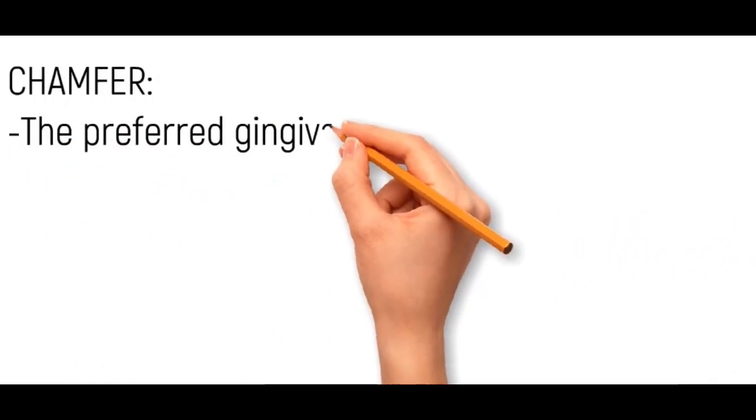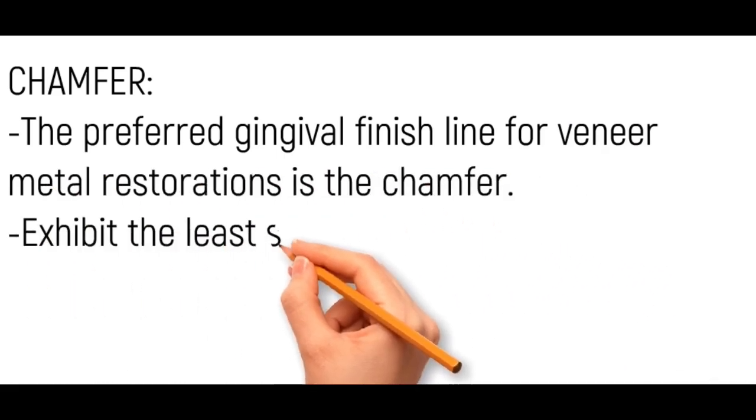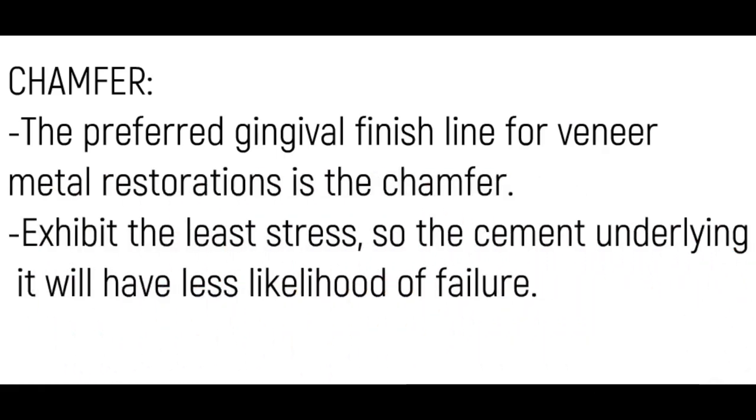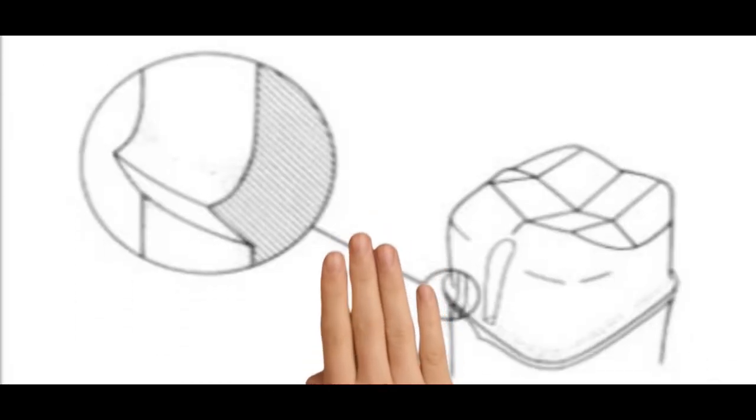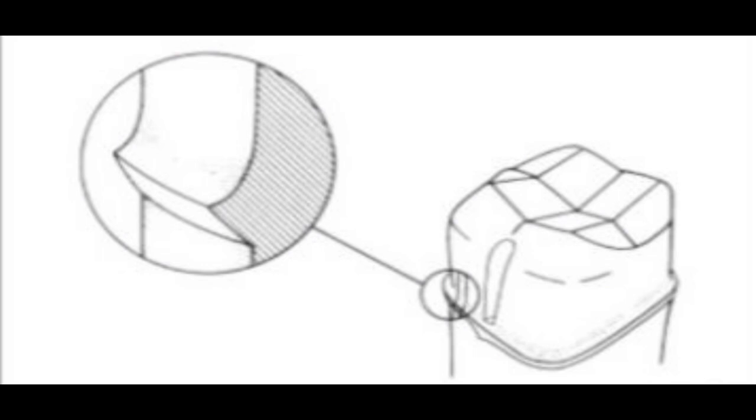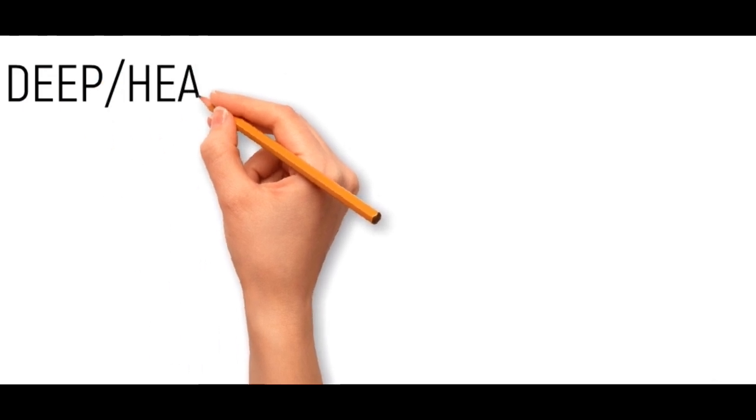We'll talk about the finish line configurations. The first one is chamfer. Chamfer is the preferred gingival finish line for veneer metal restoration. It exhibits the least stress, so the cement underlying it will have less likelihood of failure. This is how a chamfer margin looks. You can appreciate a knife edge sharp margin at the cervical part of the tooth.